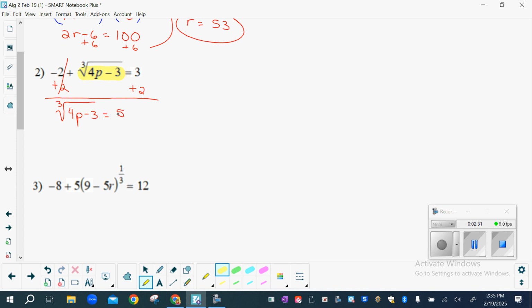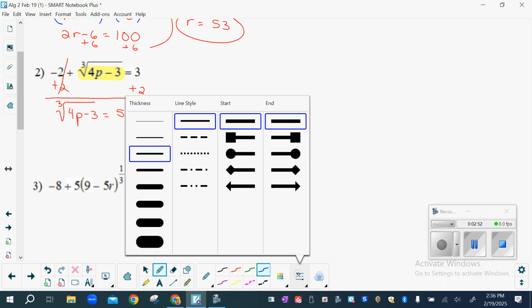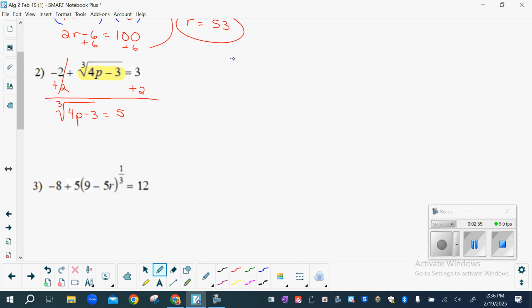So if we square both sides to get rid of a square root, what do we do to get rid of a cubic root? Yes, we want to cube both sides, or take the exponent to the power of 3. Two different ways of saying the same thing. Does that make sense that we need to cube it?